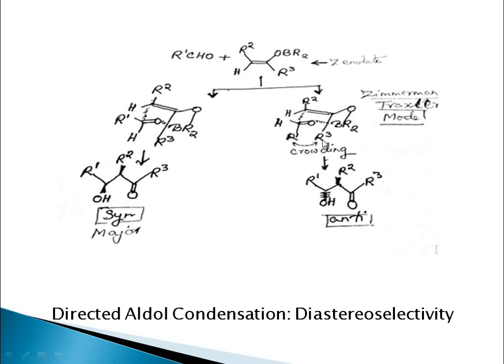But because R1 and R2, that is 1 and 3, are on the same side, there is a lot of crowding, hence this will be less stable as compared to this other transition state, where again by the Zimmermann-Traxler model we can see that when R1CHO approaches in such a way that R1 is upwards rather than downwards. This R1 is upwards, hence 1, 2, 3. Here R3 and H are on the same side, so there will not be any steric crowding. So in such a Zimmermann-Traxler model, the transition state will be stable.